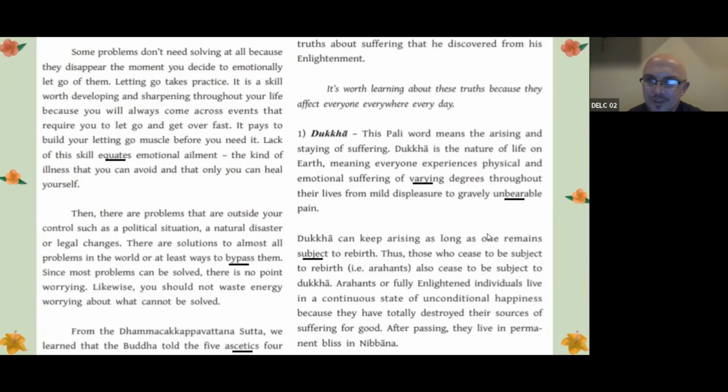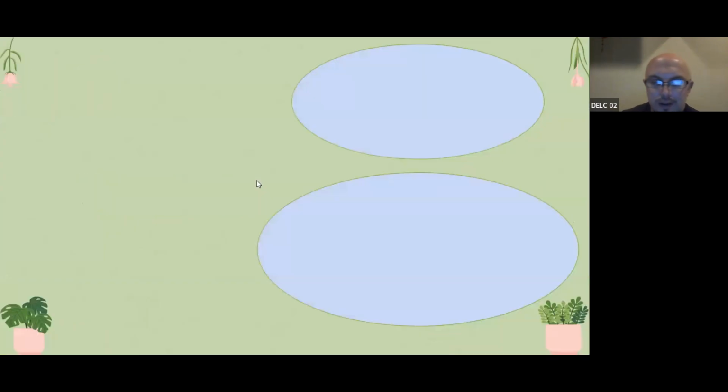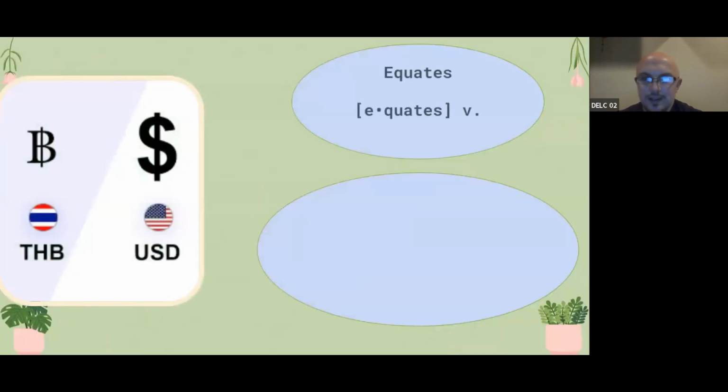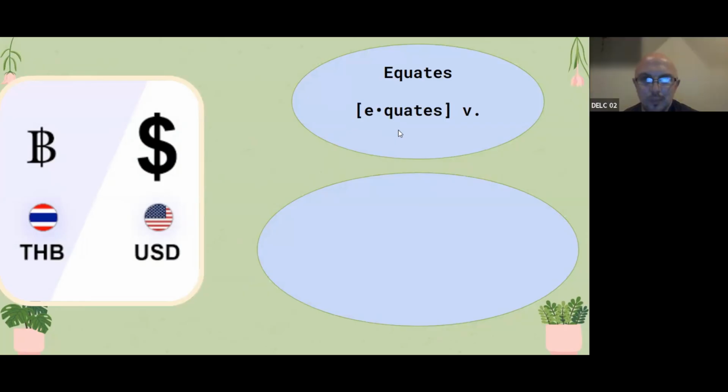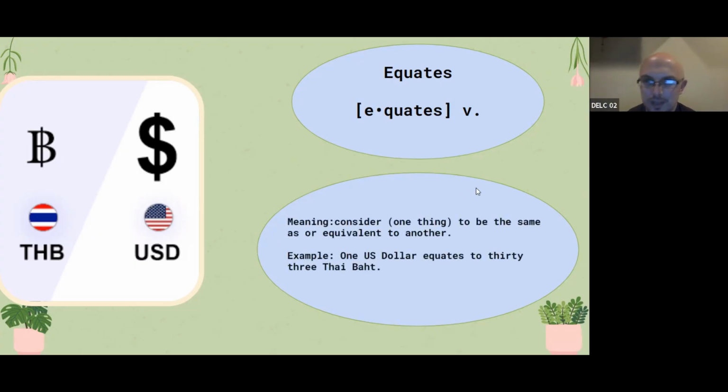Okay, everyone. So that finishes our reading for today, because I wanted us to look at this first of the Four Noble Truths. So the vocabulary in that is equates. Everyone, can we say equates? Equates. And equates can be a verb, because we are going to say something is the same as something else or equal to something else.